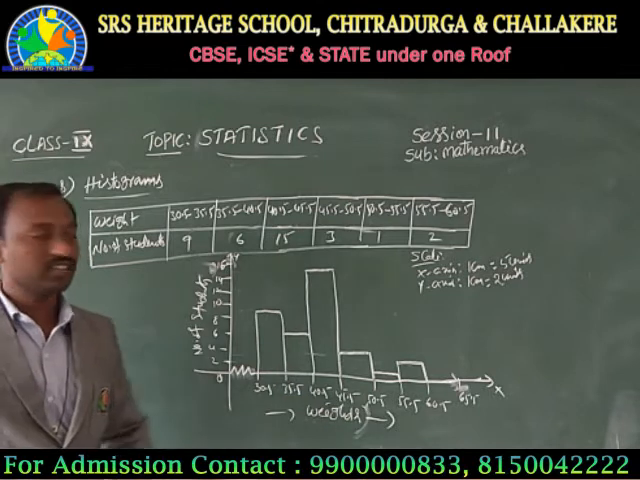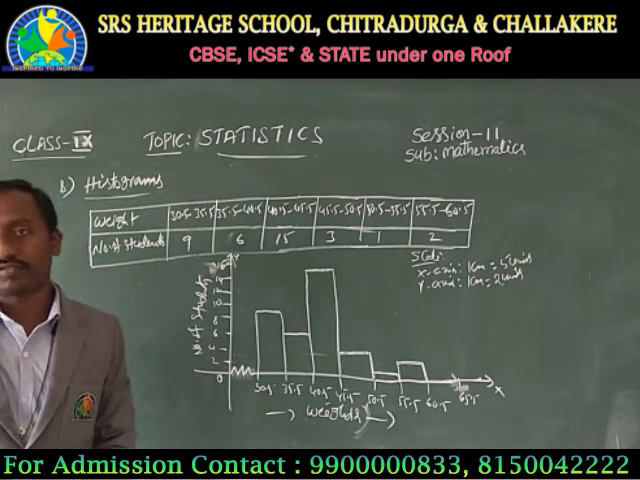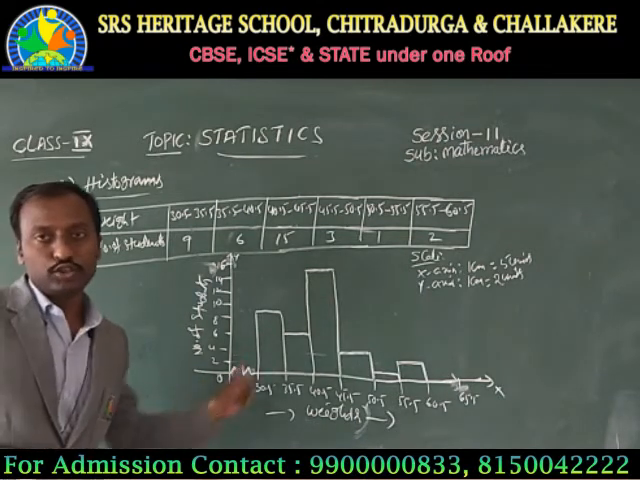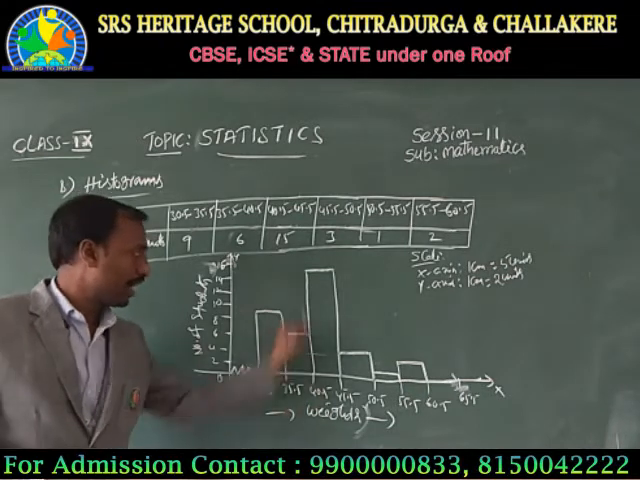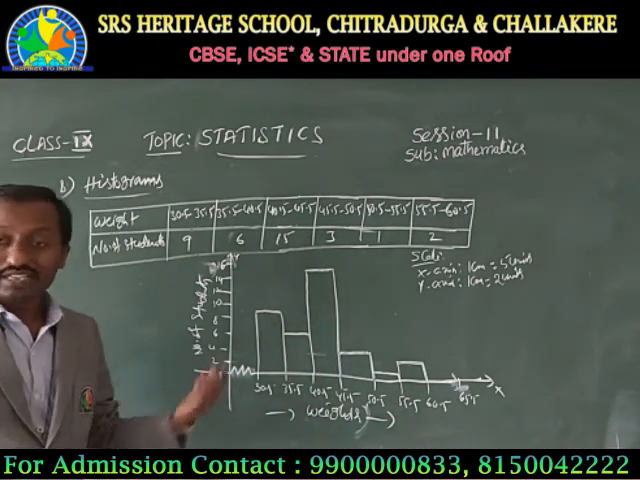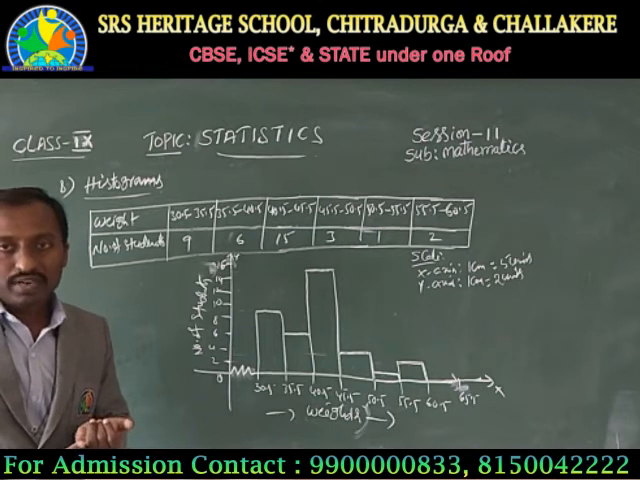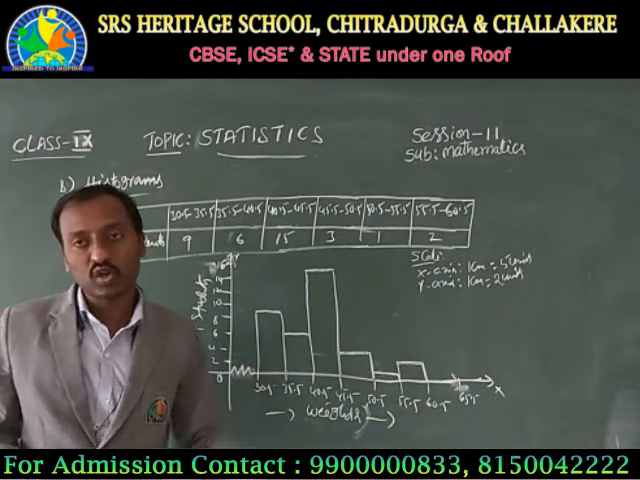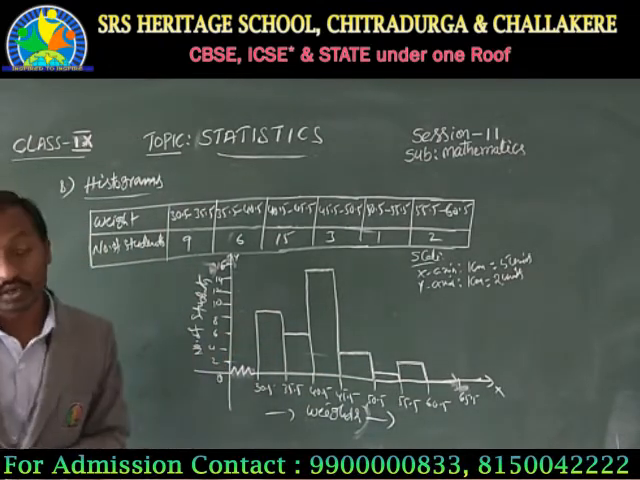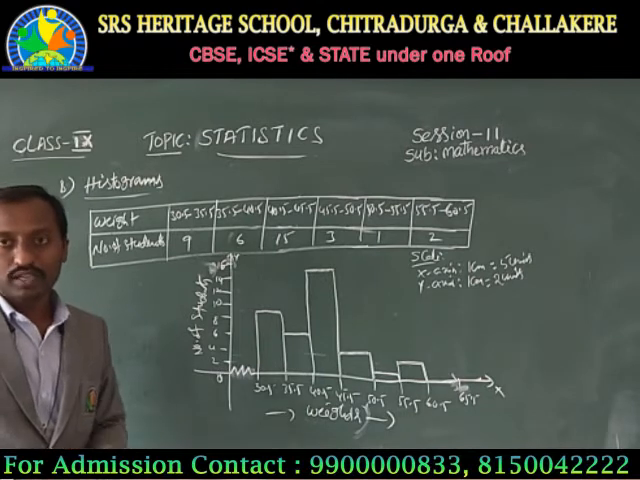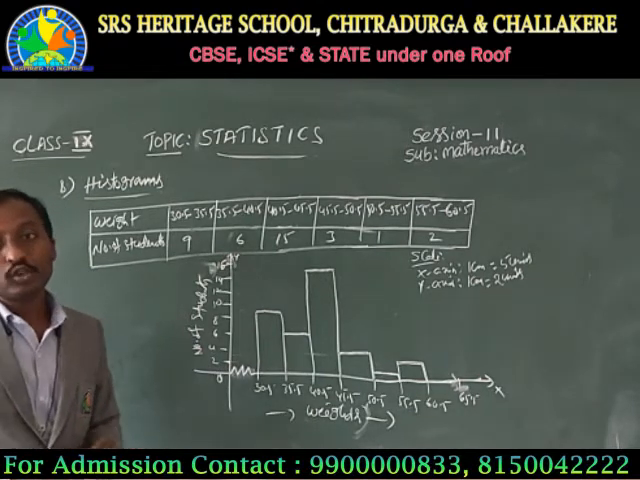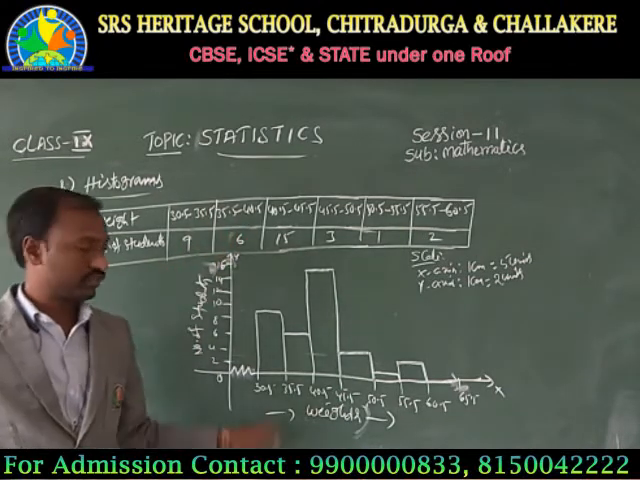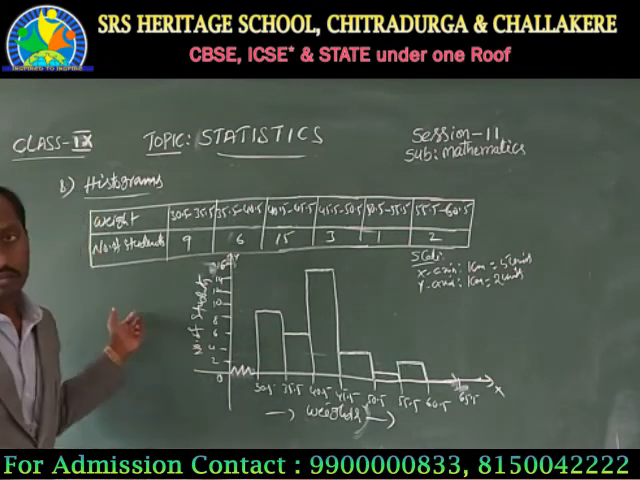So this is the exact histogram of the given problem of 36 students' weight. Observe that there are no gaps between consecutive rectangles, consecutive bars. This representation appears like one solid figure. This is called a histogram, which is a graphical representation of a grouped frequency distribution with continuous class intervals. I hope it is clear.